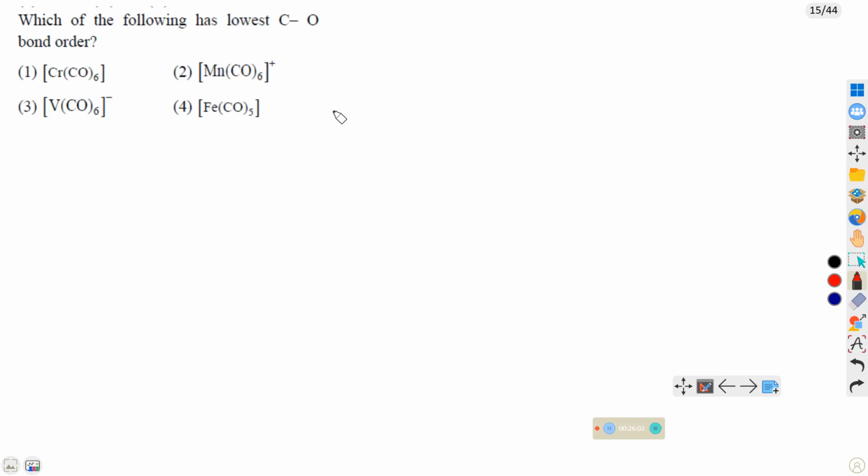Which of the following has lowest CO bond order? Calculate the oxidation states. Cr(CO)6. The carbonyl CO group is a neutral group. So here oxidation state of chromium is 0. Oxidation state of manganese is +1. Oxidation state of vanadium is -1. Oxidation state of iron is 0.